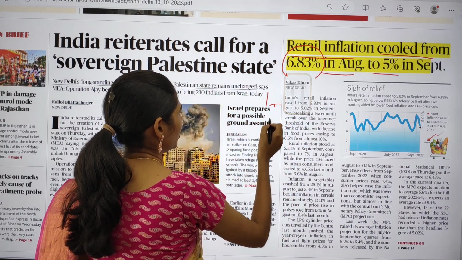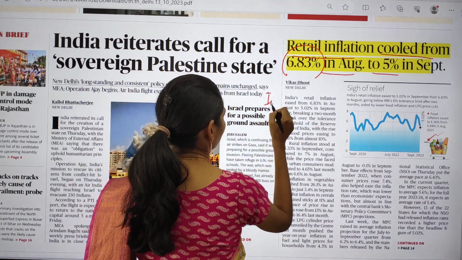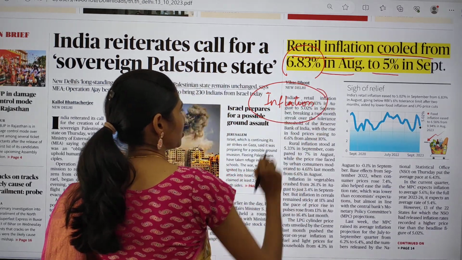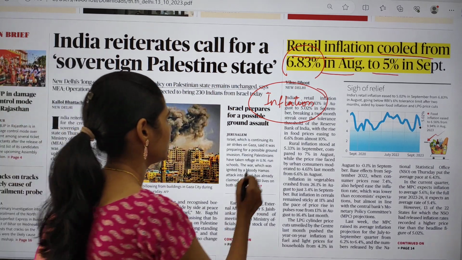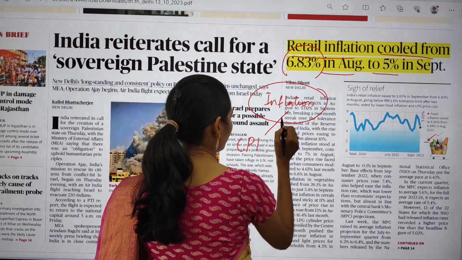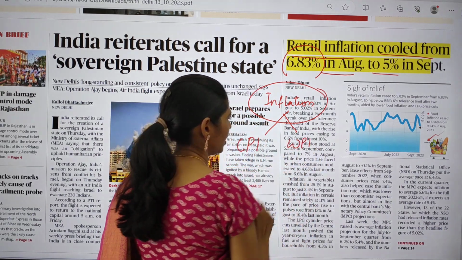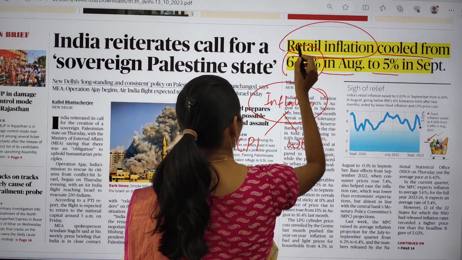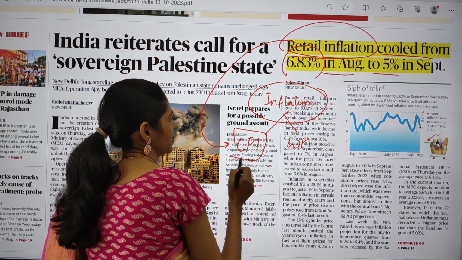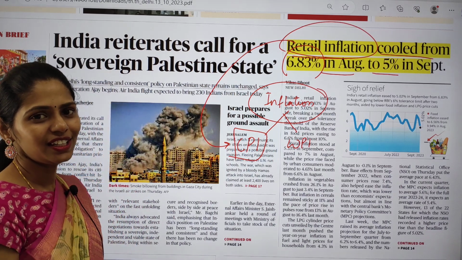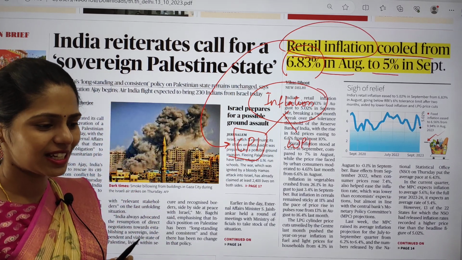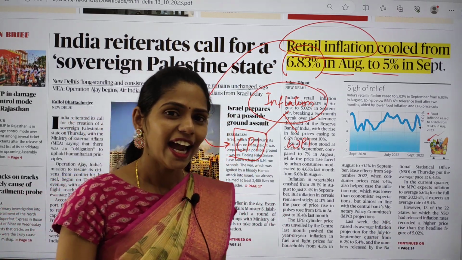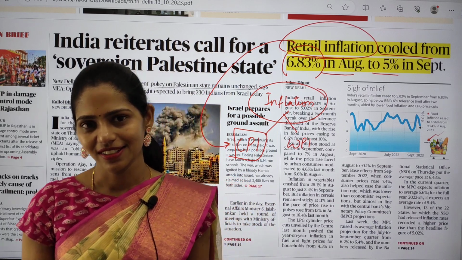So here in inflation, we will be measuring this inflation in two terms, that is CPI, Consumer Price Index, and WPI, Wholesale Price Index. This retail inflation comes under the CPI, Consumer Price Index. Here retailer means nothing but you and me, who go to a nearby shop and get the goods and services.